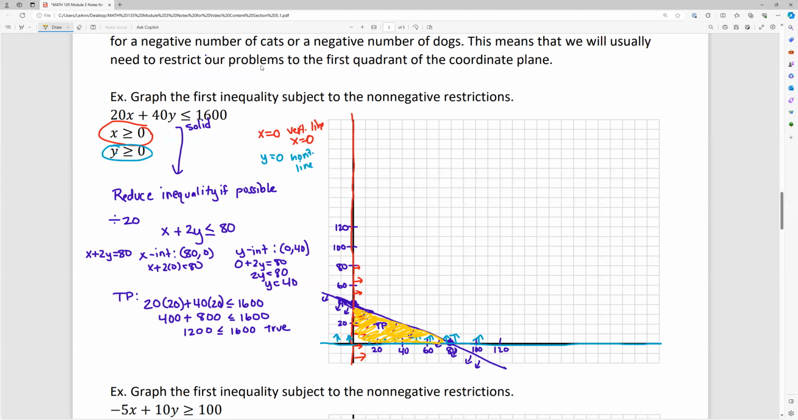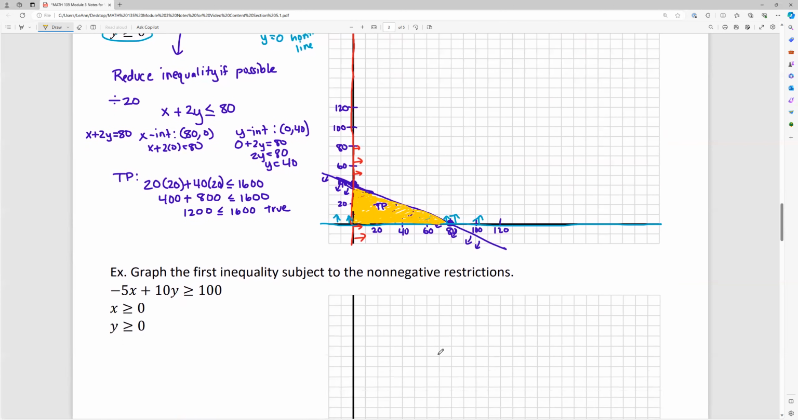So we want to not only be in the correct region for the 20x plus 40y is less than or equal to 1,600, but we also want to be in quadrant 1 only. That's what the x greater than or equal to 0 and y greater than or equal to 0 means. So there is my shaded region around that test point. Okay, and that would be our solution there.